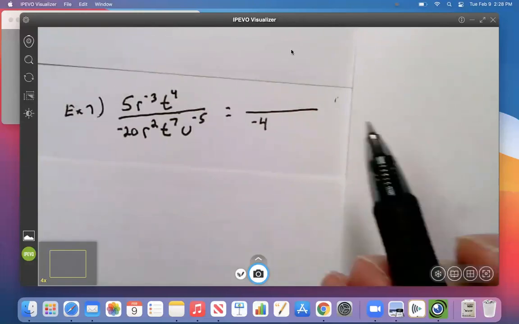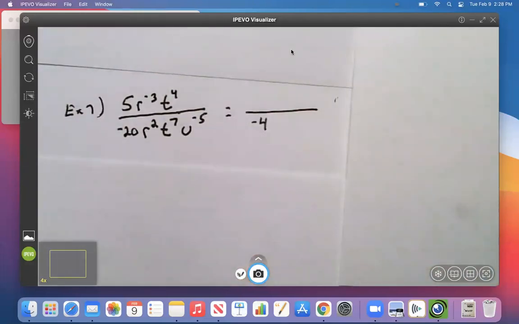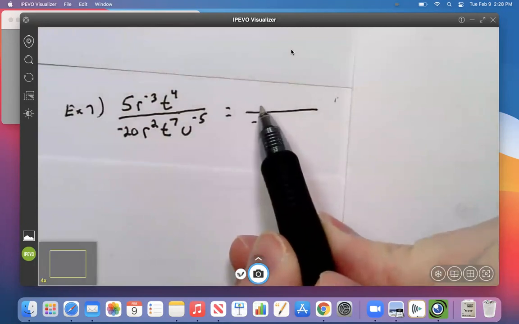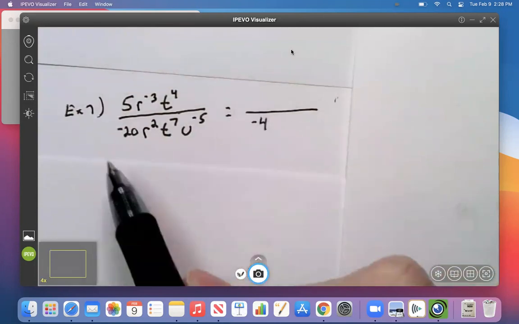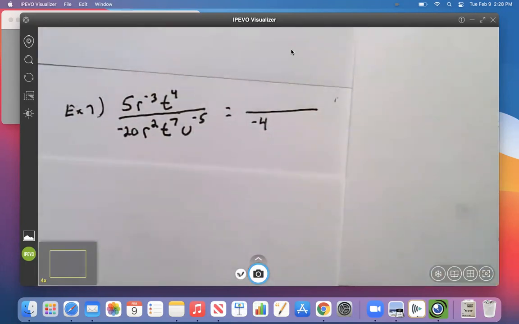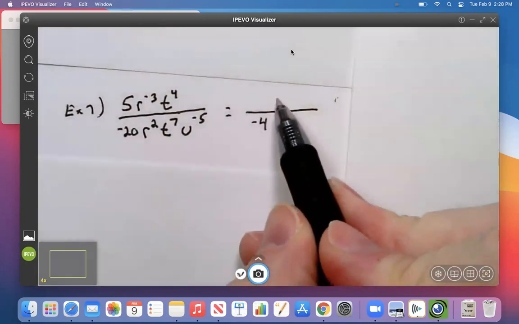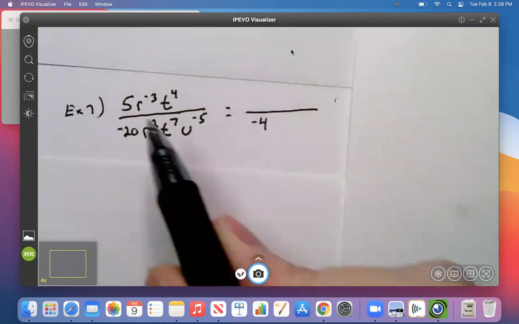So I have simplified my fraction. It's 1 over negative 4, or negative 1/4. Now, if I had nothing else in the numerator, I would need to put my understood 1 there. But I know I'm about to have at least one variable in the numerator. If I don't get one, I'll go back and put my 1. So I've done 5 over negative 20.